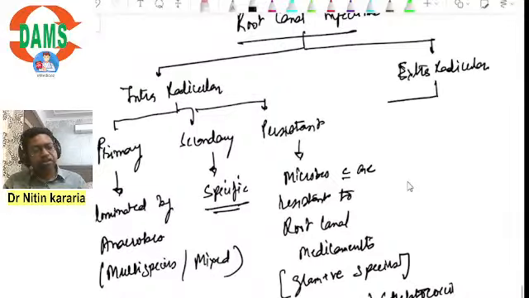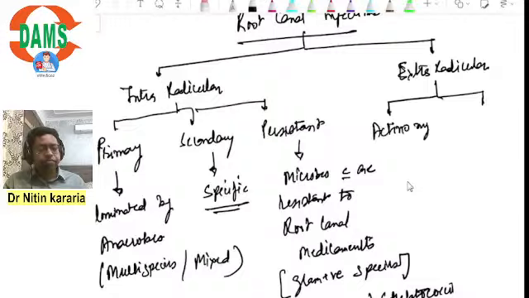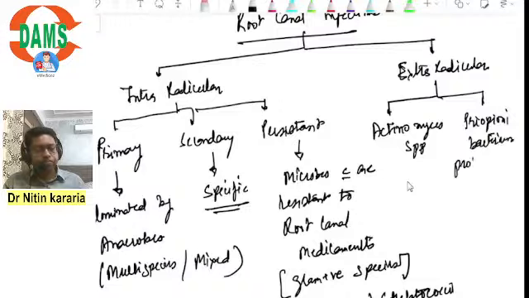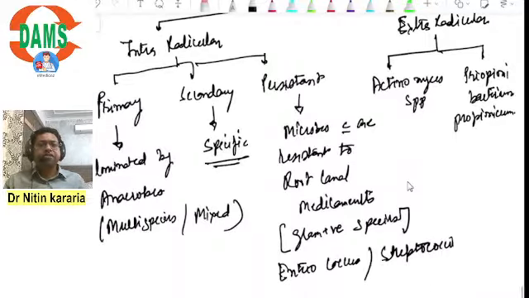Extraradicular infections, from outside the root canal, are produced by two main sets of microbes: Actinomyces species and Propionibacterium propionicum.